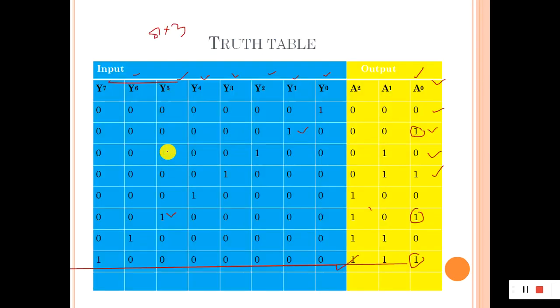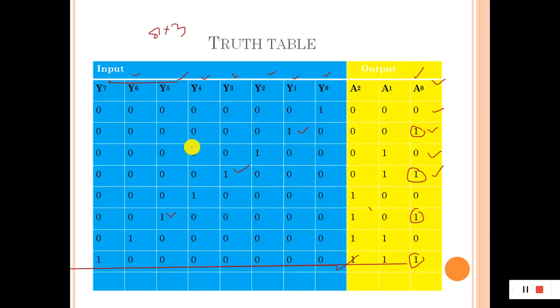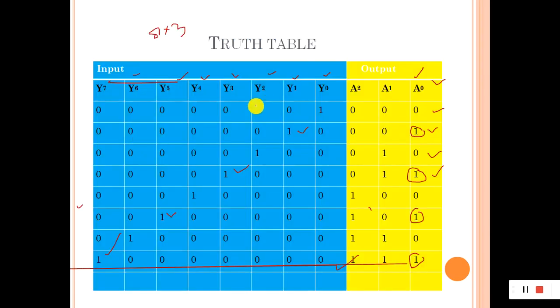Then let's find out the other one. One more, this is also 1. So just check, this is 1 and this is Y3. And then the last is this 1 here, and this is Y7. Okay, this is Y7. So similarly, we will find all outputs for A1 and A2.